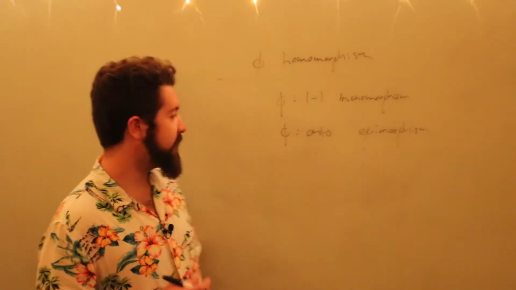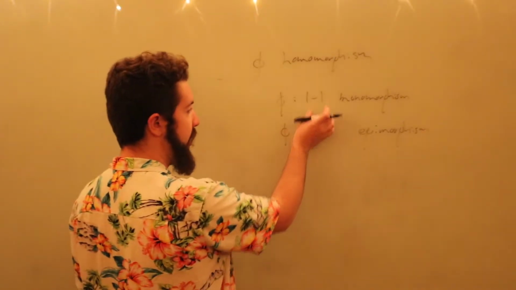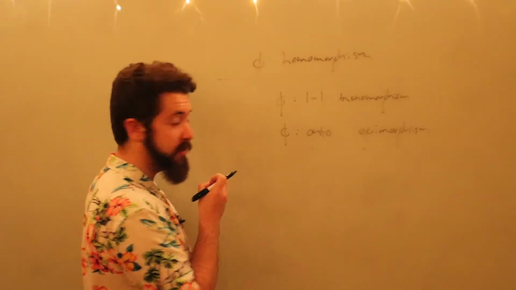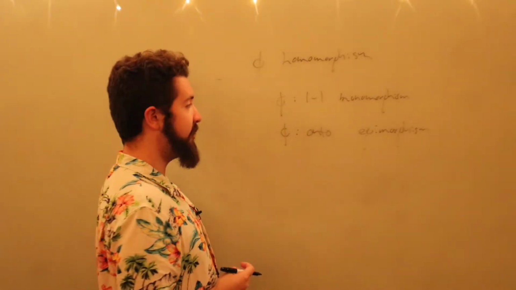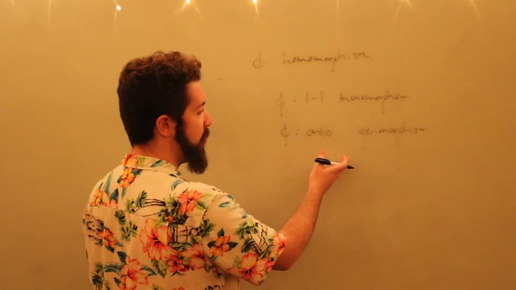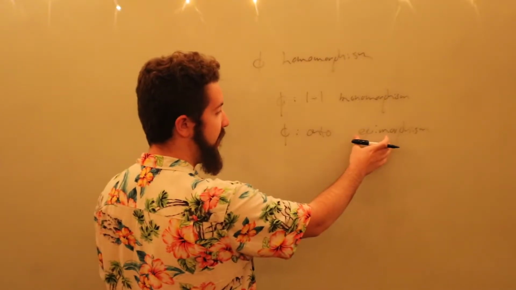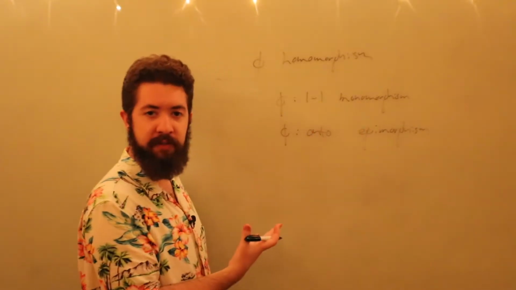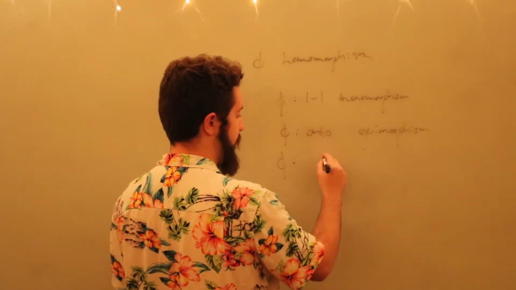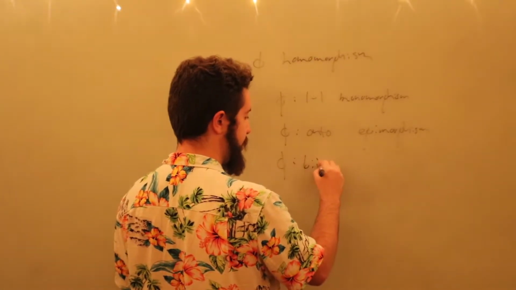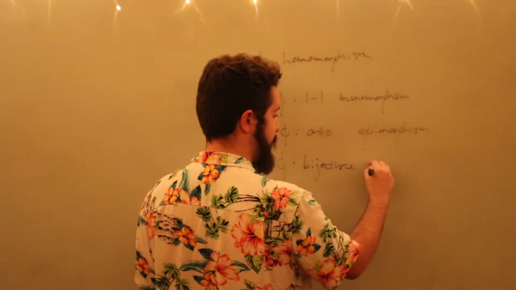Now a homomorphism which is both onto and 1 to 1, in other words, both surjective and injective in set theory terms, or in our current terms, both an epimorphism and a monomorphism, then we call phi, if it's bijective, an isomorphism.